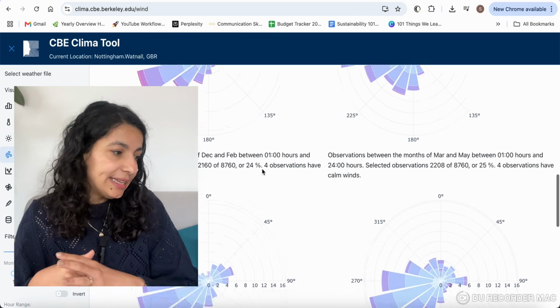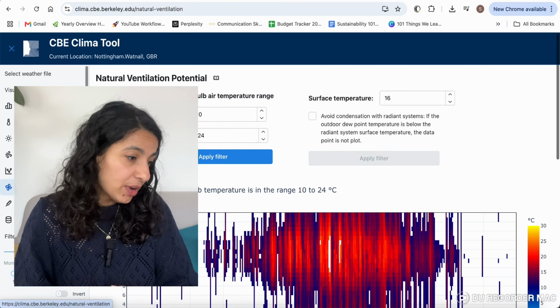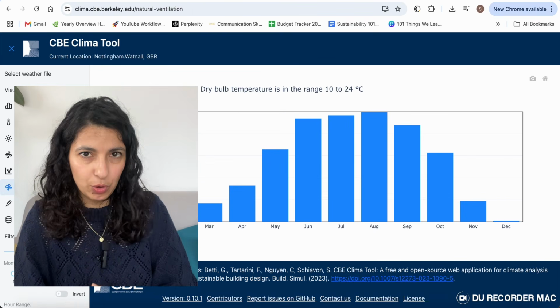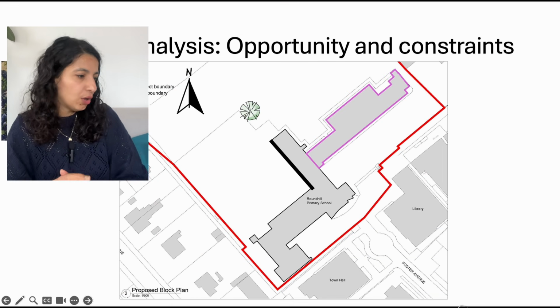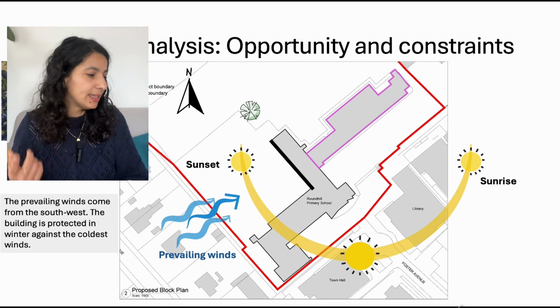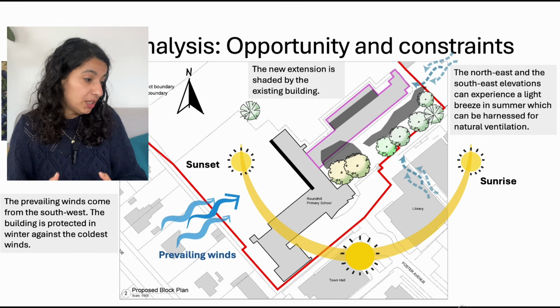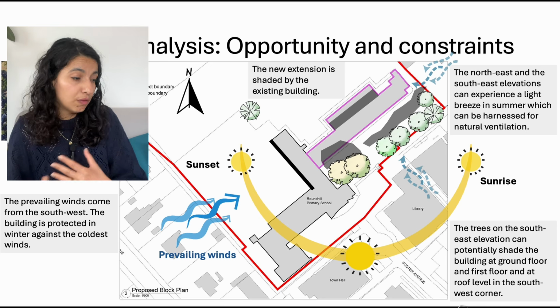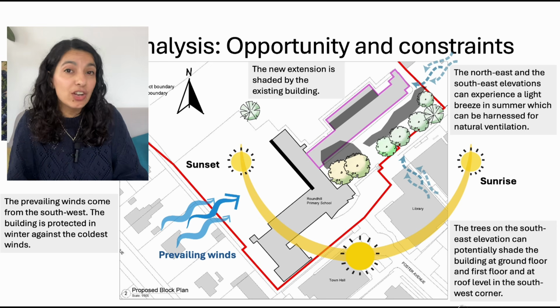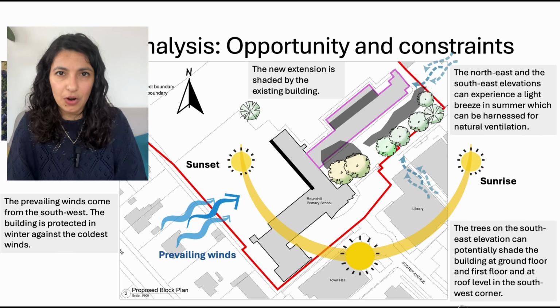And the other one is the wind roses, which show me the wind speed and direction for winter and for summer. Now we plot this information on our site and we look for other constraints or opportunities, such as shading from an existing building or trees, or wind protection from bushes, or a natural slope in our building site, etc., anything that we can harness.